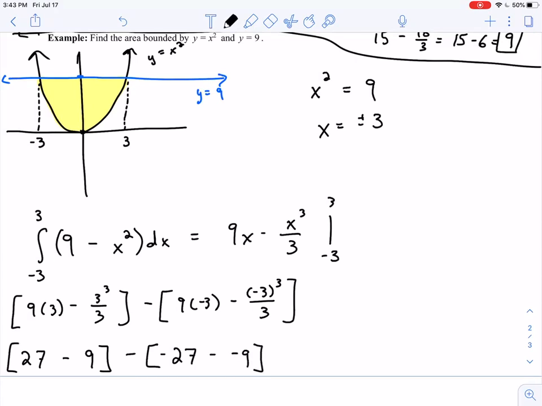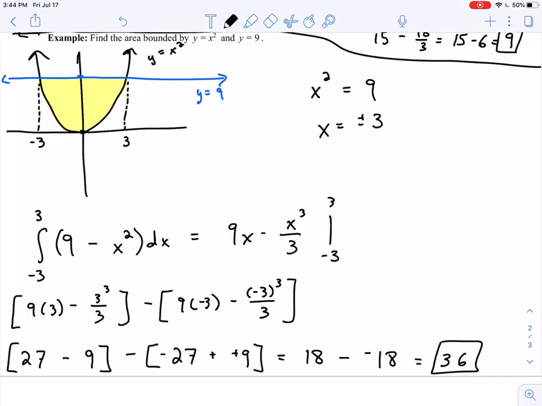And so, 27 minus 9, that first term, I've got 18, minus negative 27 minus negative 9. We say minus a negative, that's really plus a positive. So negative 27 plus 9, I have another 18, but this time a negative 18. 18 minus negative 18, that is 36. So the area bounded by those two functions is 36 square units.